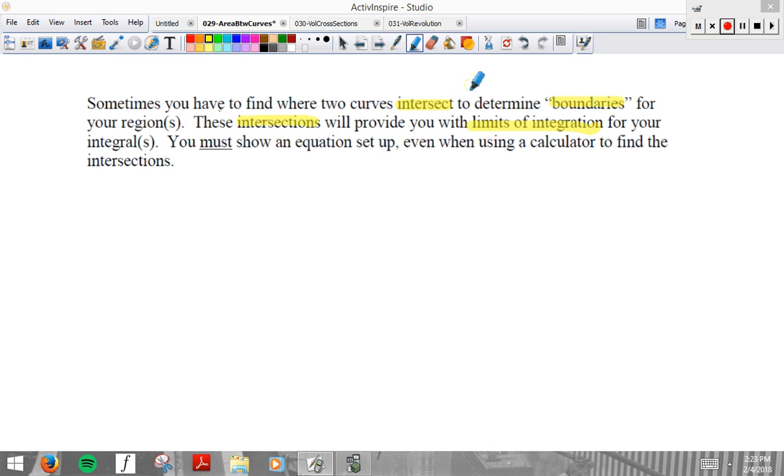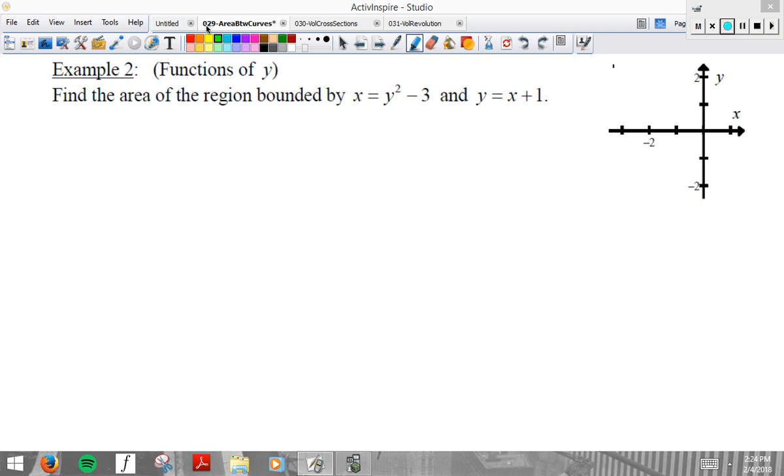And whenever we're finding intersections, whenever we're finding these boundaries, you must show an equation setup. Even when you're using a calculator, or I might even say especially when you're using a calculator. It's a really easy point to lose, even if you're doing everything else right, and I will grade it harshly. I will not give you any points after that. Even if you have the right answer and all of your other work is the same, if you don't show me the equation set up, I will not give you points. Let's see this in action, shall we?